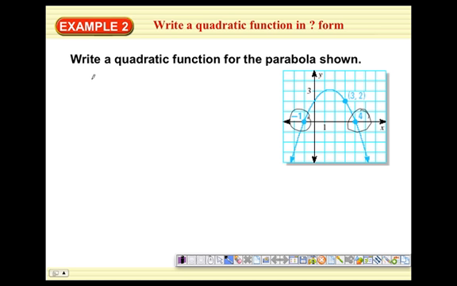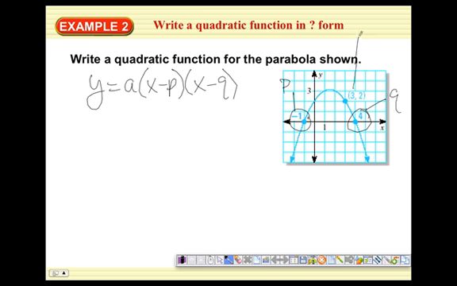Okay? So first thing you write, y equals a, x minus p, x minus q. They give us everything except for a, so we have to go find it. Look what they give us. What is the negative 1? The p. This is the q. This is the y next. The x and the y. Plug all those in.